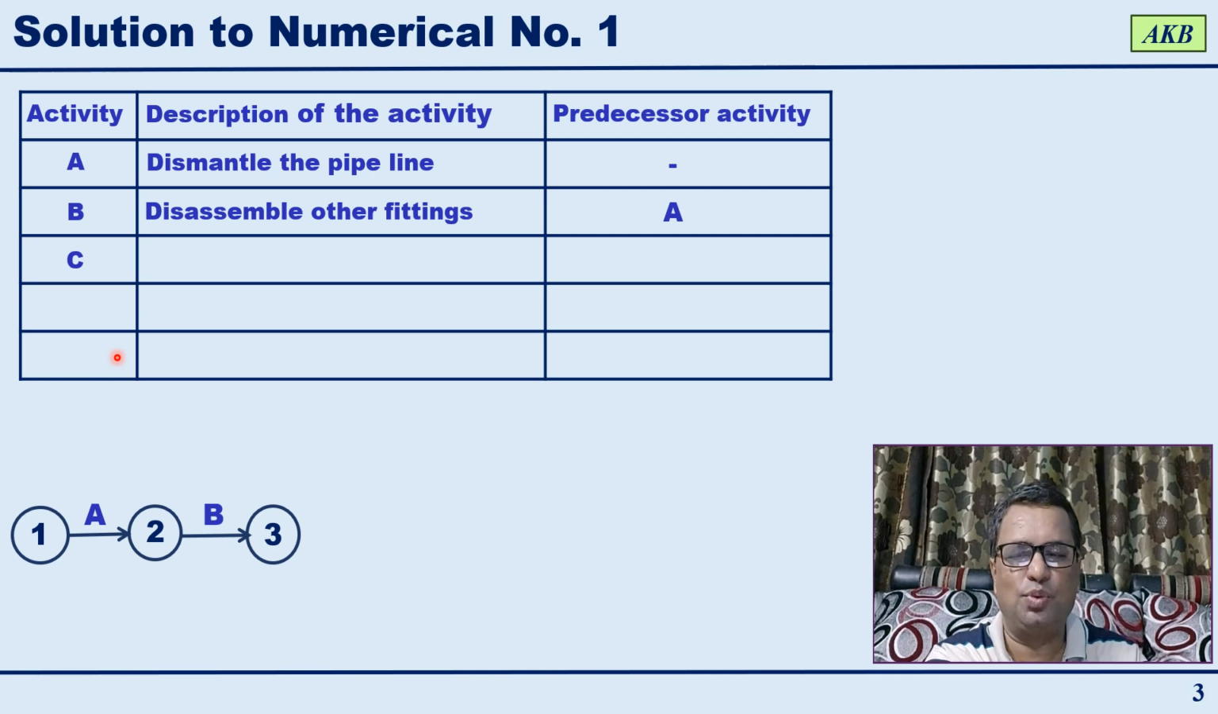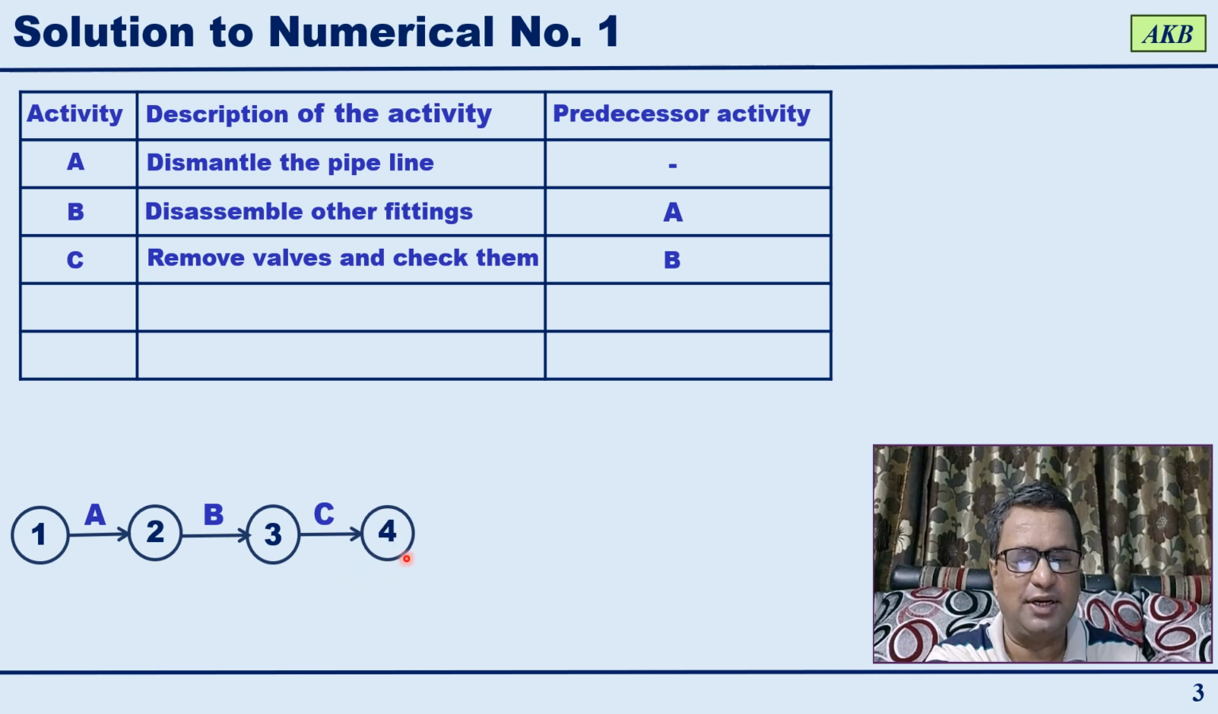Okay. Now let us move towards activity 3. Third activity. What is that activity? It is activity C. What is the activity? Removal of walls, remove walls and check them. And for activity C, the predecessor activity is B. That is, activity C is going to start after completion of activity B. Activity B completes at event 3. So event 3 will act as start event for activity C, and you can show activity C like this. Then activity C will be getting completed at event 4.